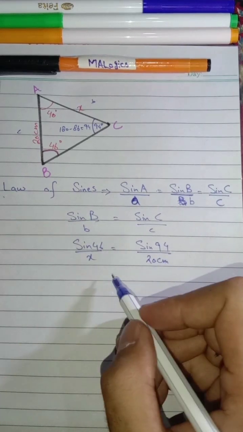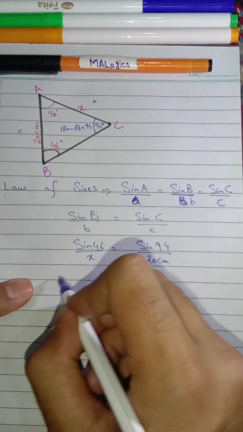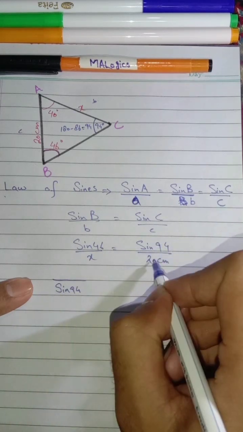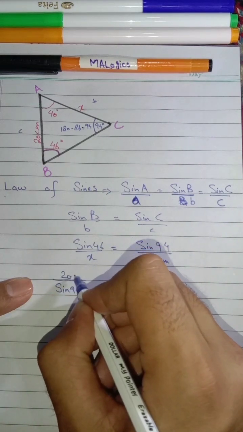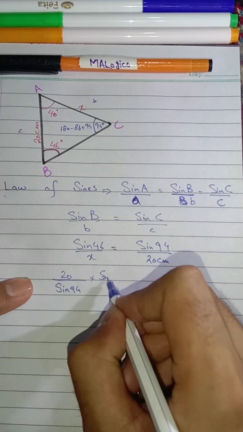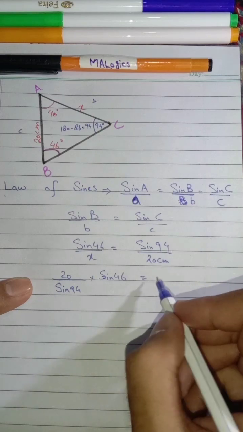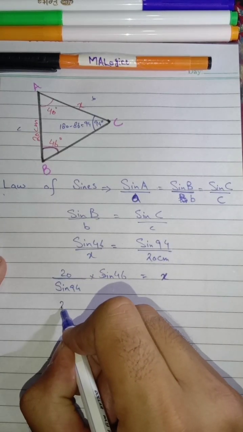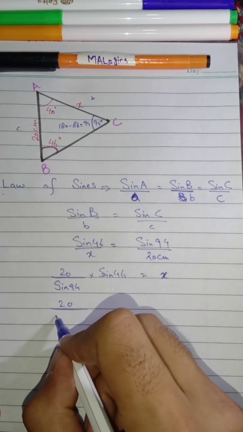So just rearrange this equation in such a way that sine 94 is multiplying here. So in the denominator we write sine 94, and 20 is the denominator. Then after shifting from the equal sign to the other side, 20 will be the numerator, and sine will become 46. x will move to the other side because we have to calculate the value of x, so it should be written separately.